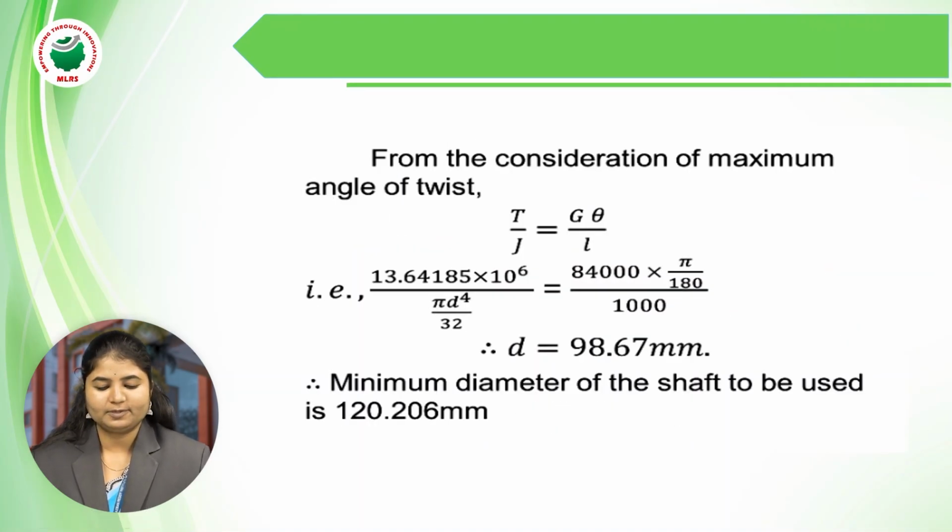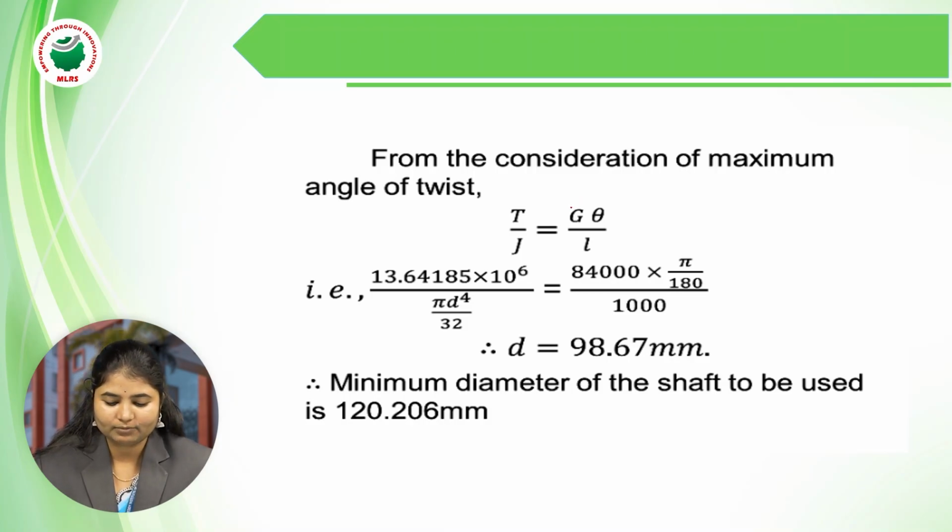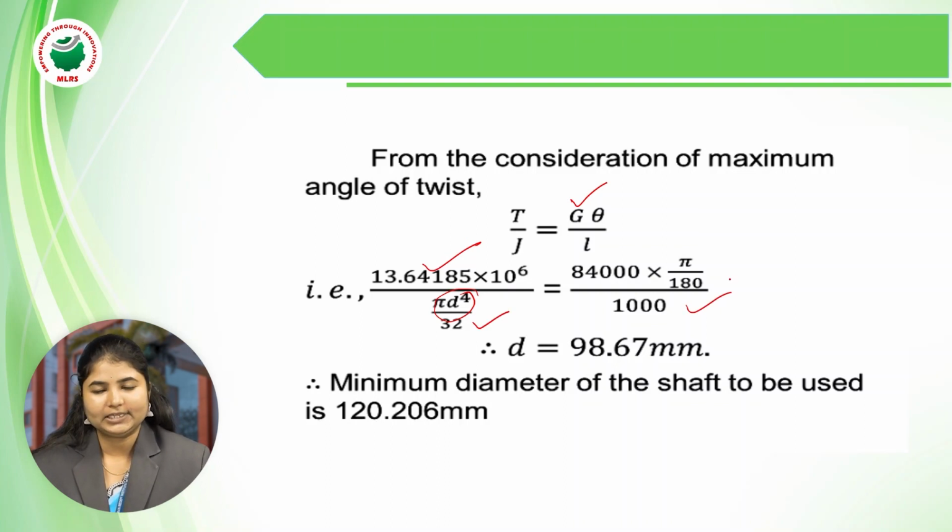From the consideration of maximum angle of twist, T by J is equal to G theta by L. G is equal to 84 Newton per mm square, which is already given. We need to find small d here, where J is equal to pi d power 4 by 32. We have the torque value. L is already given, 1 meter length, that is 1000 mm. G is equal to 84,000. The angle is pi by 180 because it is a circular shaft. So d is equal to 98.67 mm.